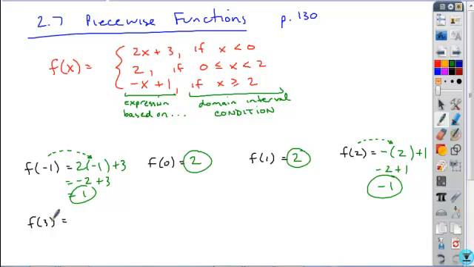And then finally, f of 3, the x value of 3 is in this bottom expression as well. So negative x plus 1, again, plug in your number. You get negative 3 plus 1, or negative 2. And does that kind of make sense how the piecewise function works? Okay, I want you to try this one on your own here really quickly.